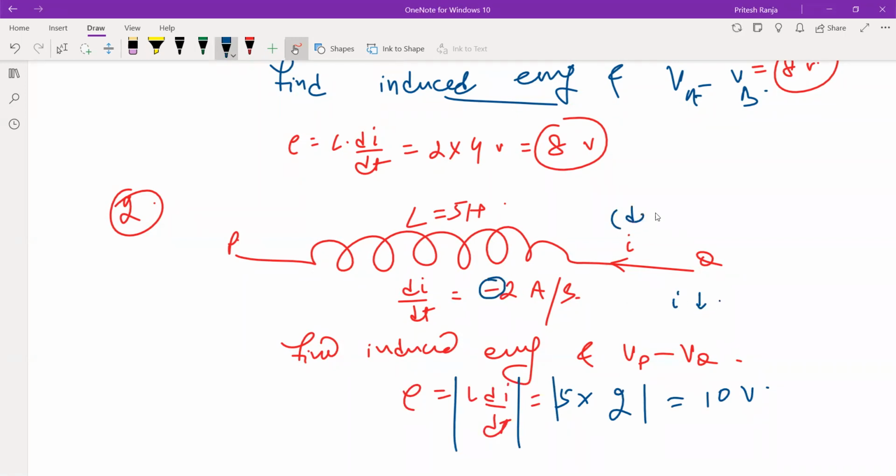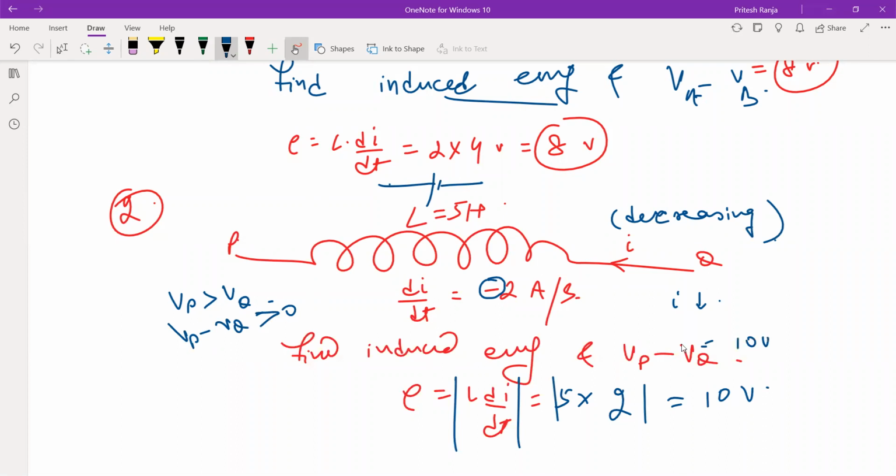The current given here is the decreasing current. Now, induced EMF in what direction will it be? Such that it supports the decreasing current. So it will again be in this direction. That means Vp will be greater than Vq. So what should Vp minus Vq be? It should be positive. So it will be 10 volt only.